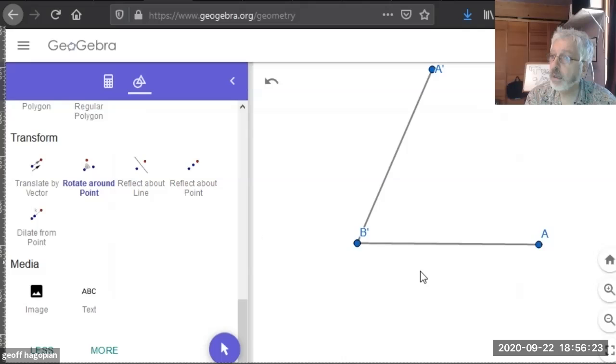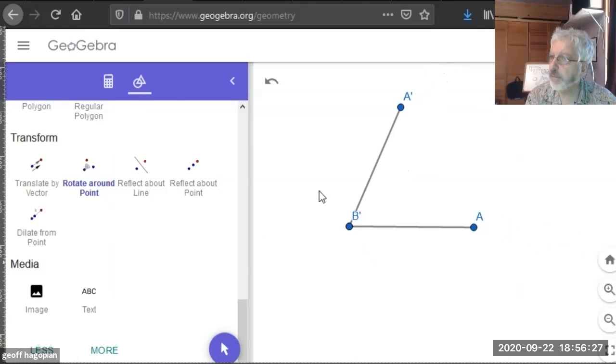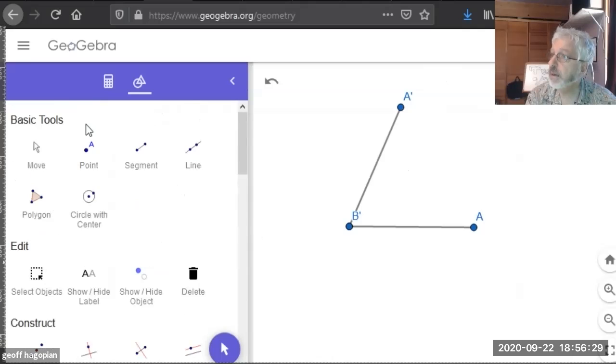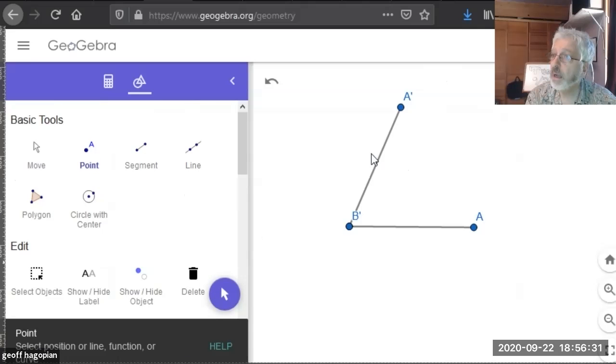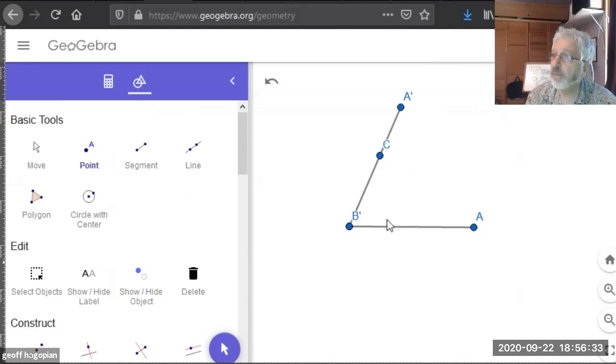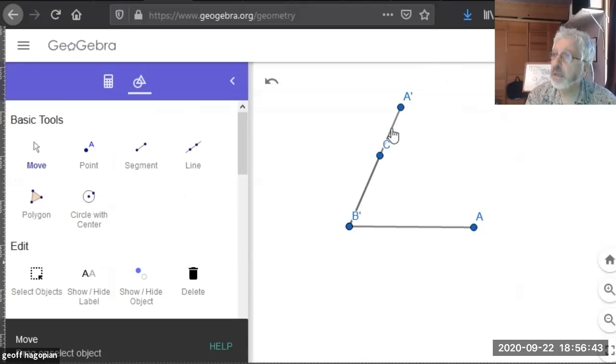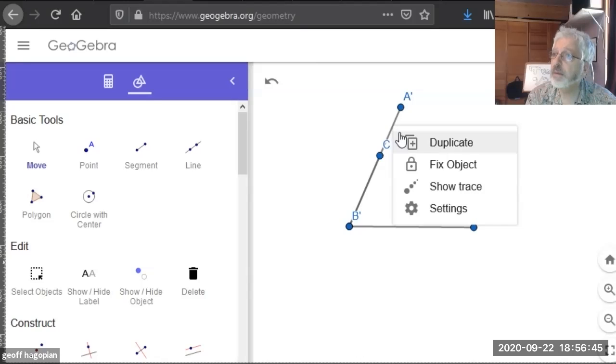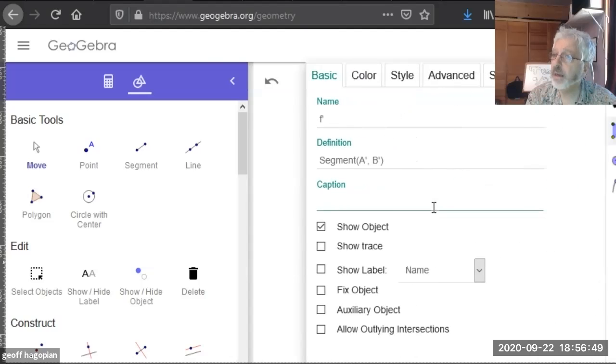Okay. And then I'm going to pick a different point. I don't want the A prime, maybe. I want some other point here on that line, right? And then I'm going to take this segment here. And then now I have a variable length there. And I can say, go ahead and I want to hide that. So don't show the object.